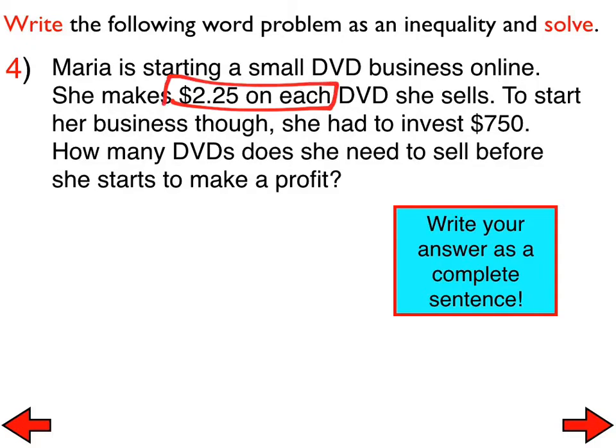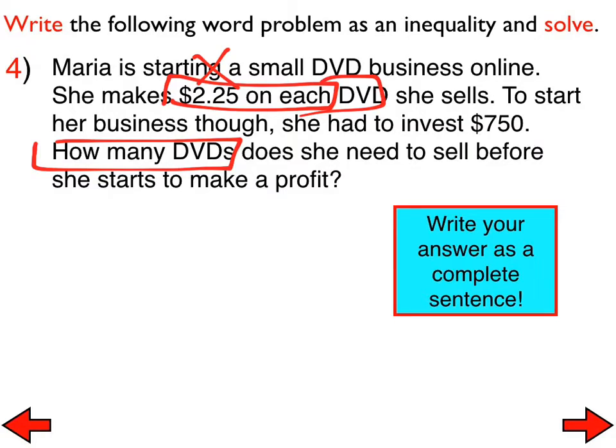Right, and that word "each" tells us that is something that's changing. Each DVD. We can also help ourselves by looking at the question. What is it asking? How many DVDs? So that must be our X term. We want to know how many DVDs, and she makes $2.25 per DVD. So this is our X.